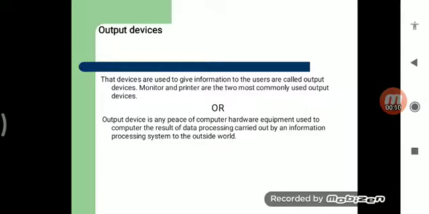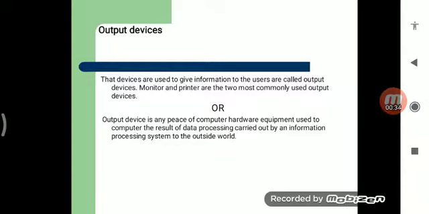This video is for you, class 9th, subject Information Technology, chapter Computer Fundamentals. In this video, we will discuss output devices and their examples. So, what are output devices, or what do you understand by output devices?